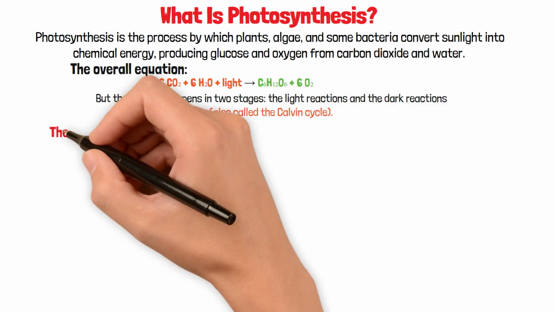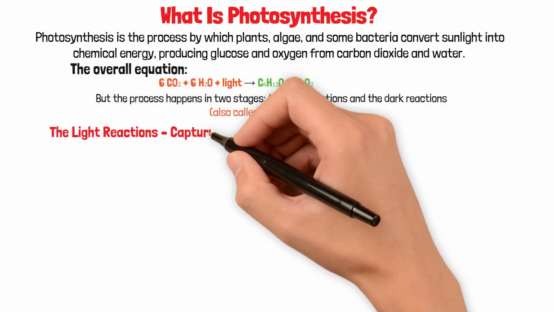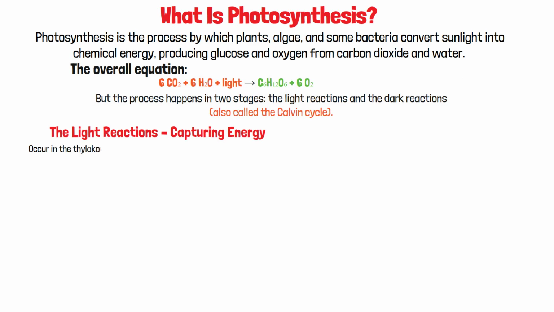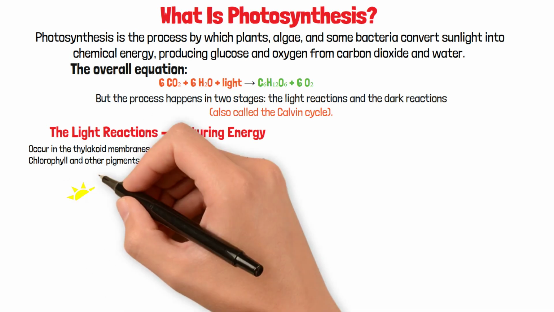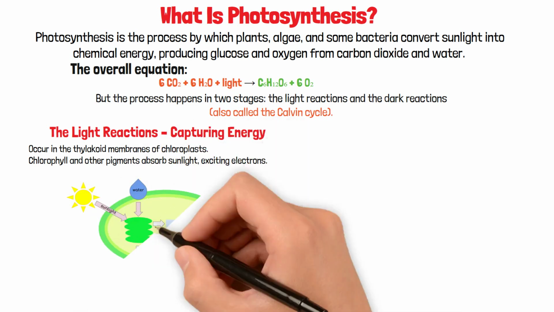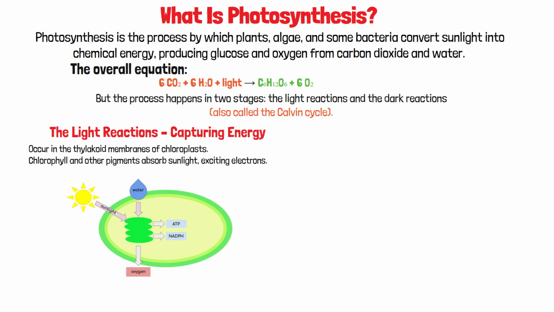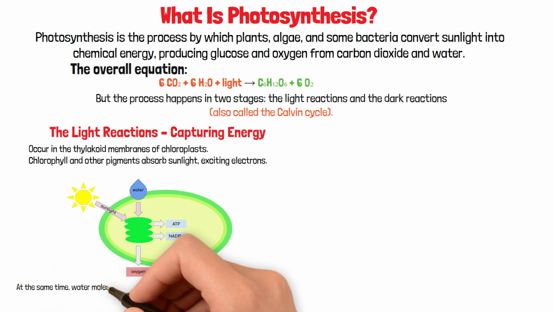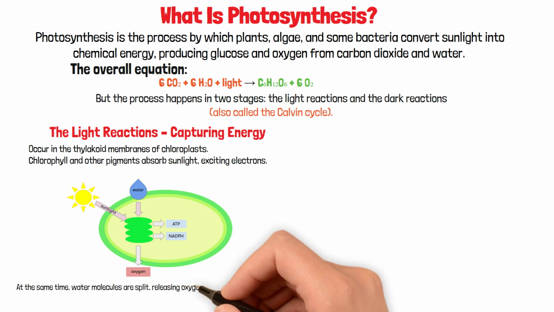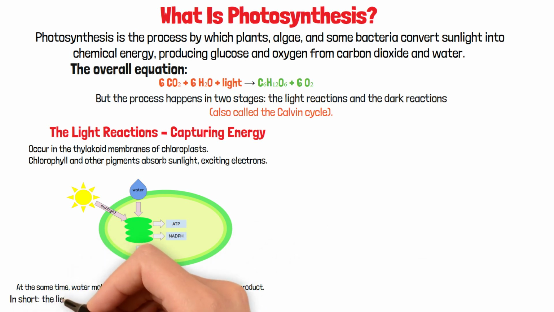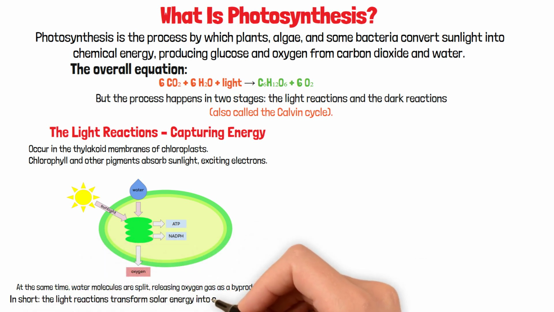Calvin cycle. The light reactions, capturing energy, occur in the thylakoid membranes of chloroplasts. Chlorophyll and other pigments absorb sunlight, exciting electrons. This drives the electron transport chain, ETC, producing ATP, energy currency, and NADPH, an electron carrier. At the same time, water molecules are split, releasing oxygen gas as a byproduct. In short, the light reactions transform solar energy into chemical energy.